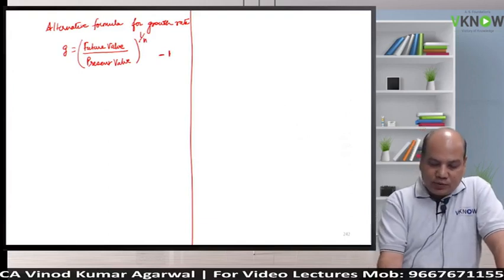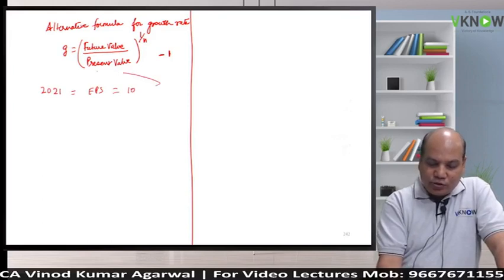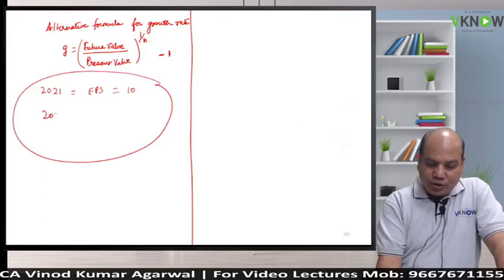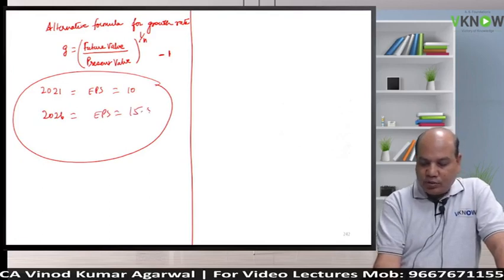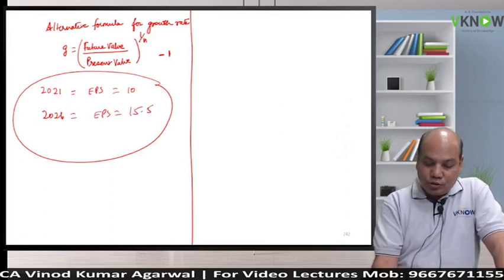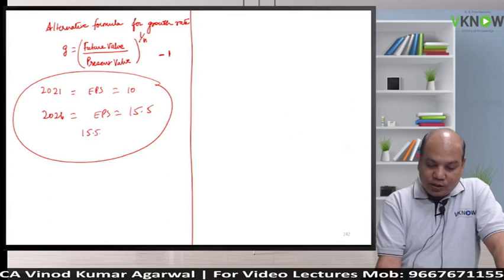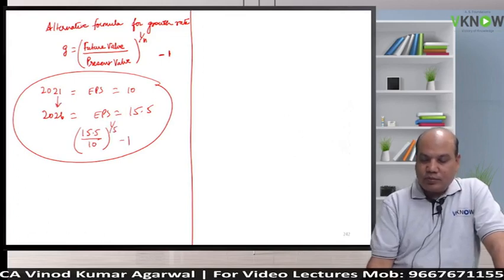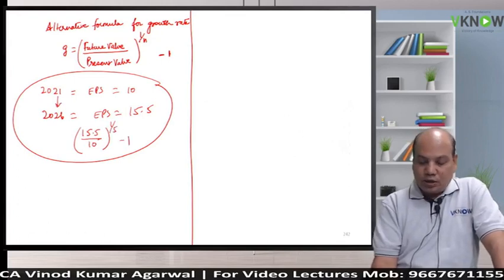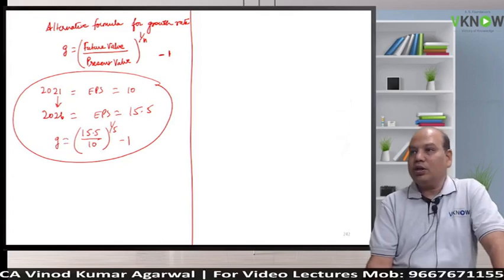For example, they will say in 2021 EPS was, for example, 10. Don't write now. This you don't have to write. And in 2026 EPS is, for example, 15.5. So what you will do? You will take in such question 15.5 divide by 10 to the power, you have to see how many years are there, 5 years minus 1, and then solve this equation, you will get the growth rate.